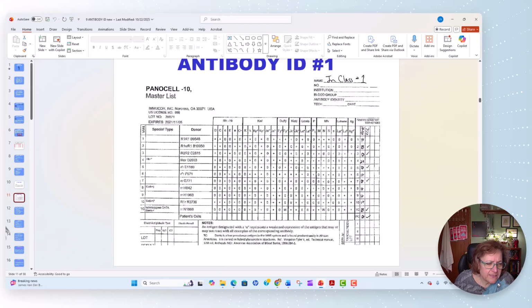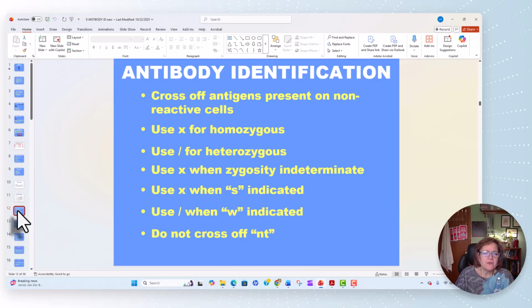So we had some positive results. We got all this data, but data means nothing without figuring it out. So we're going to start by crossing off antigens present on non-reactive cells. We're going to use an X if it's homozygous. We're going to use a slash if it's heterozygous. And we're going to use an X when we have zygosity indeterminates. So, for example, Lewis, we don't know, Lewis is either there or not there, so we use an X. When we see S, we're going to give it an X, and we're going to use a single slash when it's a W. Anything that says NT, or if it has the slash already there that's not tested, we're not going to do any cross-offs for.